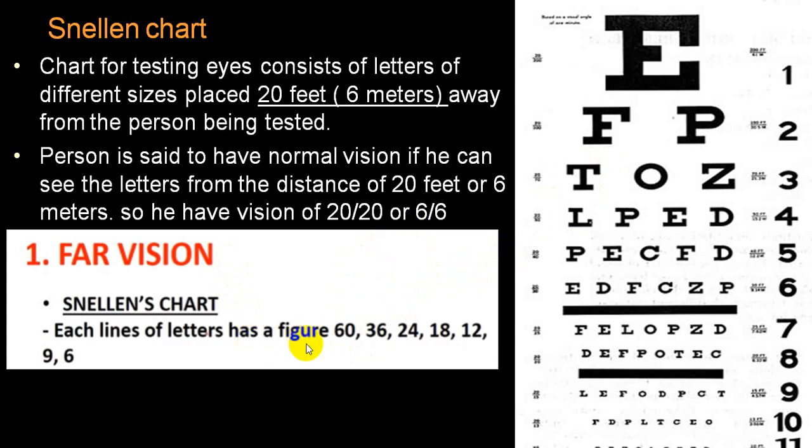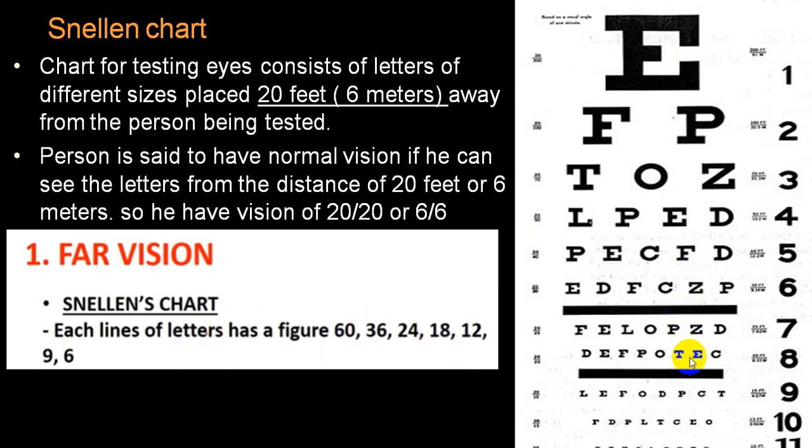So for each line of letters, the first line is 60, second is 36, third line is 24, then 18, 12, 9 and 6. You can see these are the 4th, 5th, 6th and 7th lines. If he is able to read this line, it is called 6 by 6. If he can read only this letter, we'll say that it is 6 by 60. So depending upon what he is able to read, accordingly.